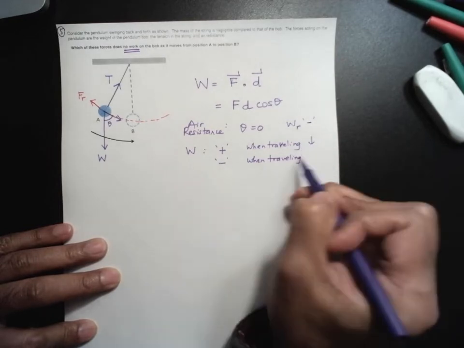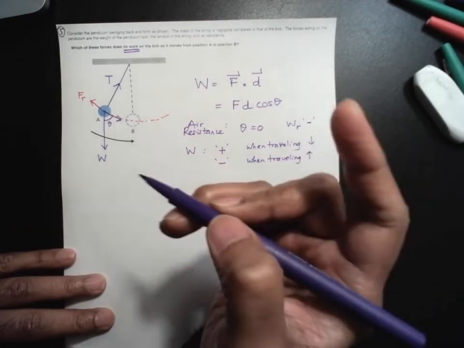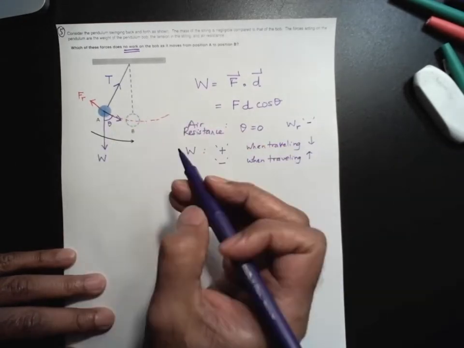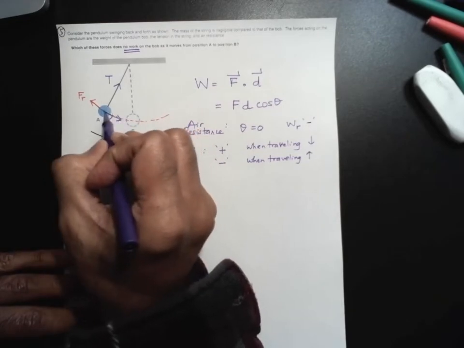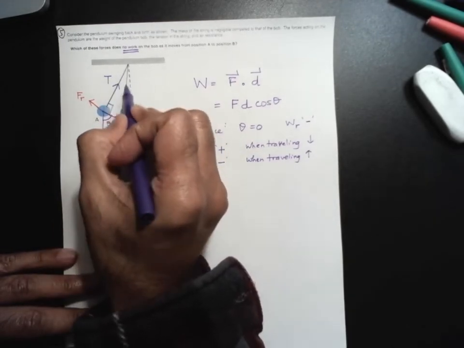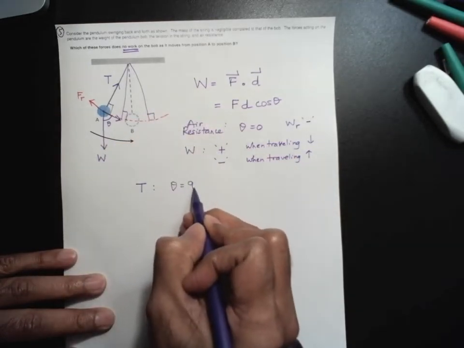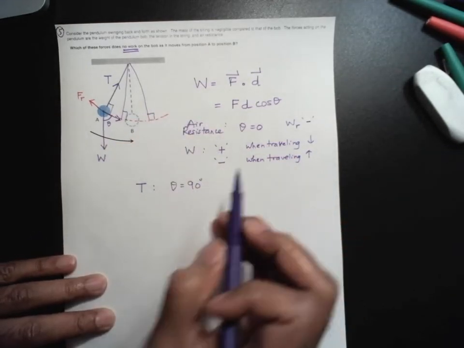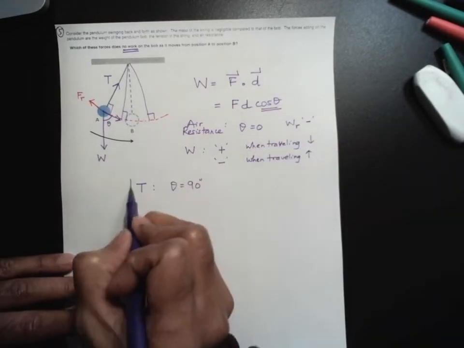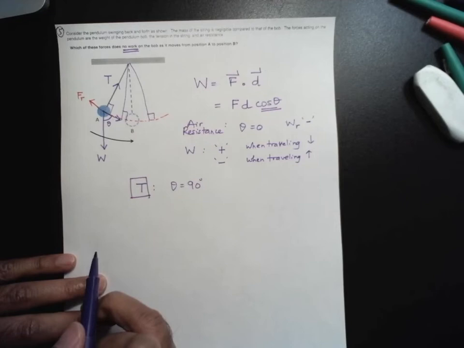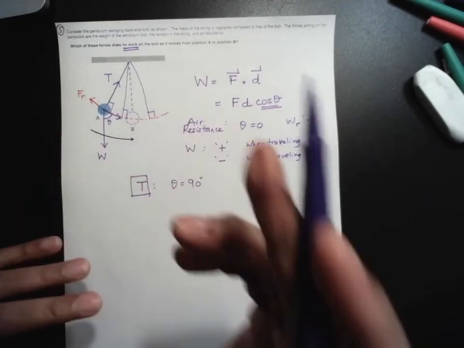Positive when traveling down, negative when the bob's traveling up. All right, but I left the culprit for the last one. You'll notice that the tension is always at right angles, everywhere. So theta is 90 degrees, and of course cosine 90 is 0, so there's your culprit right there. So the answer is the tension, everywhere. There's no work done by the tension.